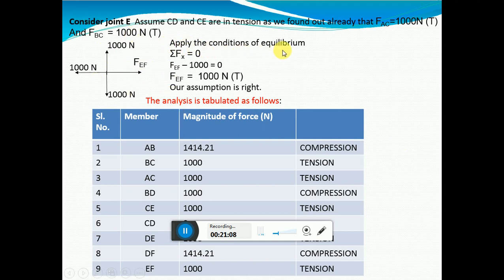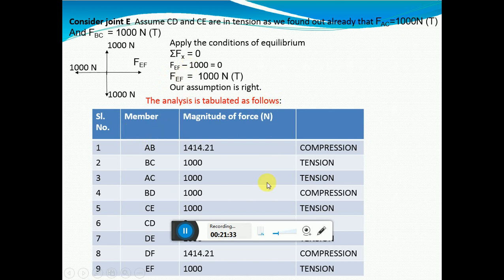Apply the conditions of equilibrium. Summation F of x is equal to 0. That is FEF minus 1000, which is equal to 0. So FEF, you found it as 1000 Newton, which is in tension. That means our assumption is right. Okay, we have almost finished all the members.